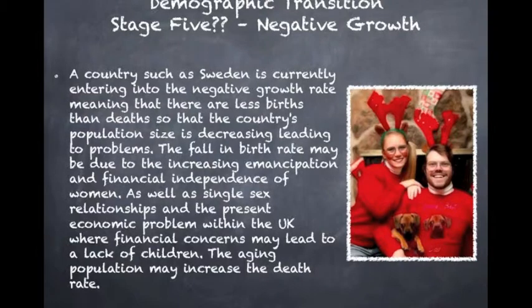And that's significant when you think about the fact that you might have as many as 5 generations of a family living at the same time, from children, grandchildren, all the way up to great-grandparents. And for there to be a negative population growth, that means there are significantly fewer children being born. This is due usually to the increased emancipation and financial independence of women, as well as single-gender relationships, which tend to not produce children.